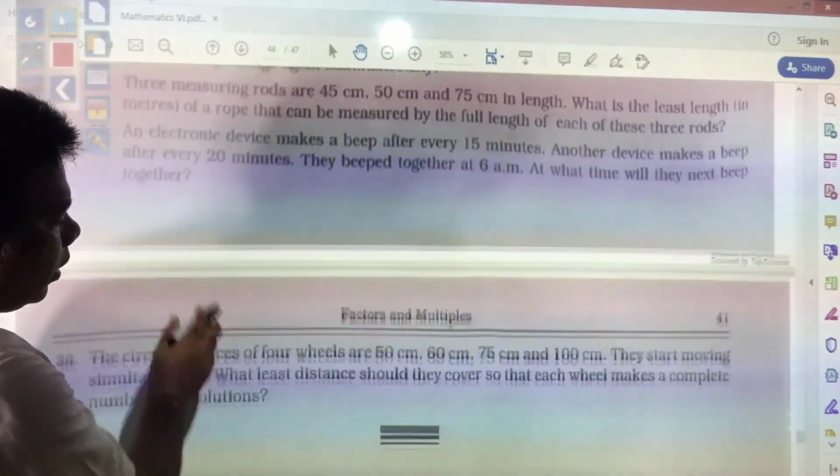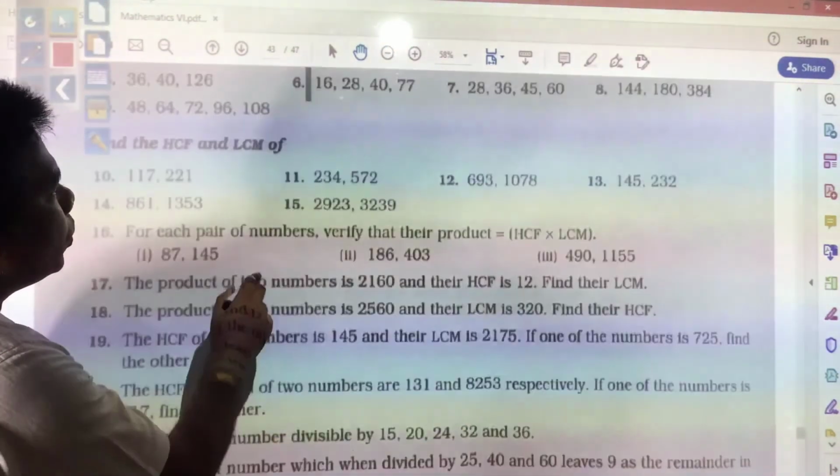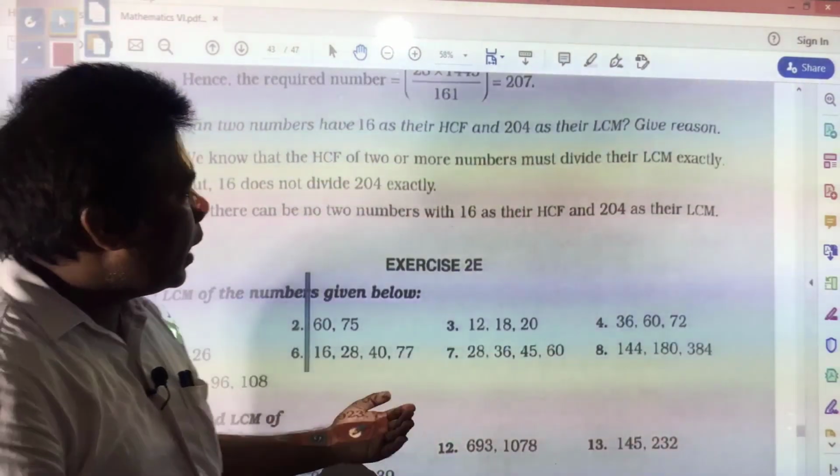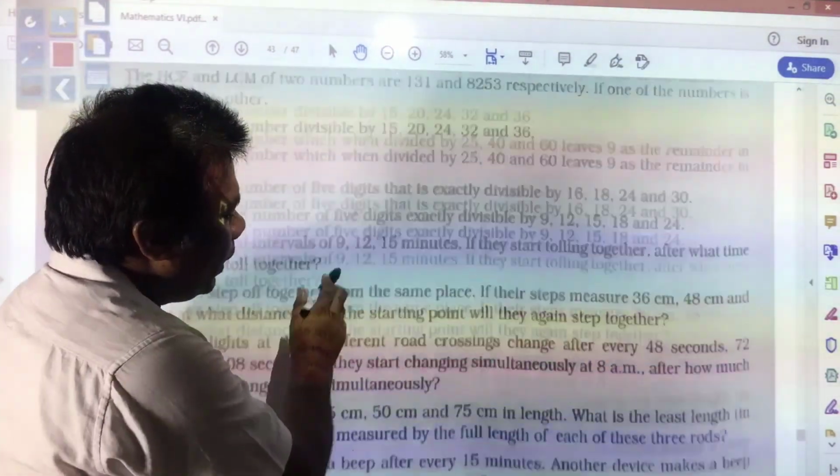Just try to solve these questions, just start solving and try to complete them also.